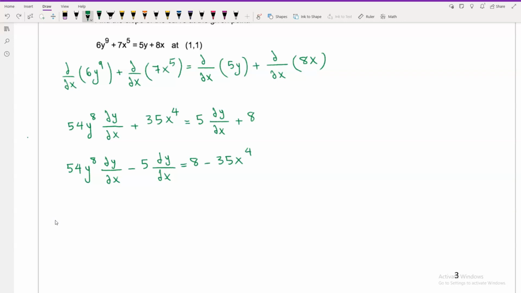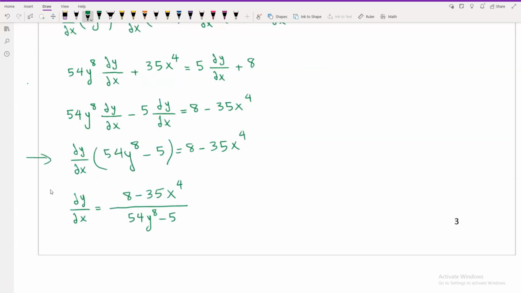So here we have 54y to the 8th power dy over dx minus 5 dy over dx equal to 8 minus 35 x to the 4th power. So dy over dx times 54y to the 8th power minus 5 is equal to 8 minus 35 x to the 4th power. Solving for dy over dx, that is 8 minus 35 x to the 4th divided by 54 y to the 8th power minus 5.